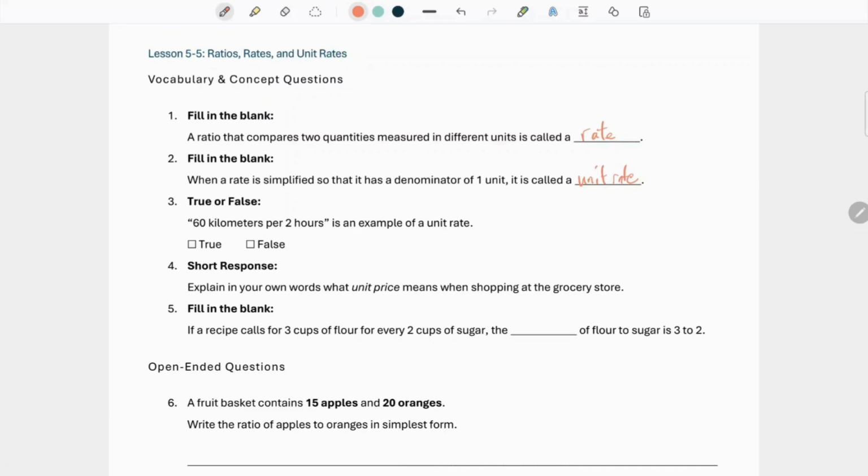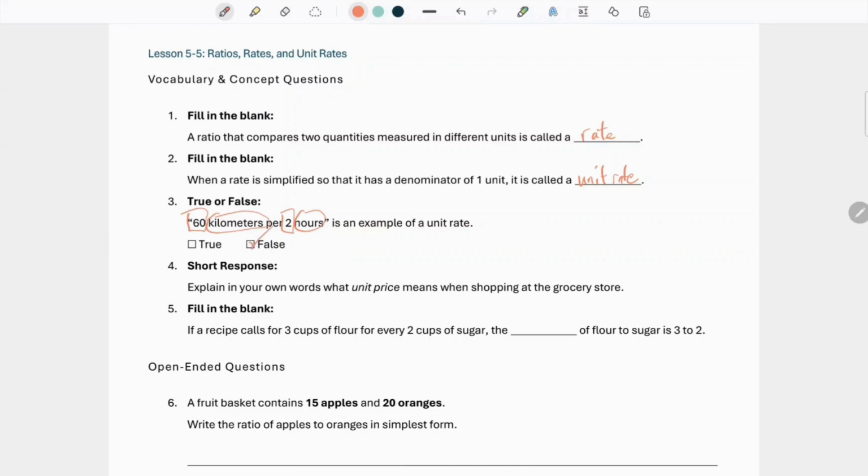Question 3. 60 kilometers per 2 hours is an example of a unit rate. Is that true or false? As I said before, here we've got two different units. We've got kilometers and hours. One of the quantities is 60 and the other is 2. Do we have 1 as a quantity in either of those? No, so the answer is false.